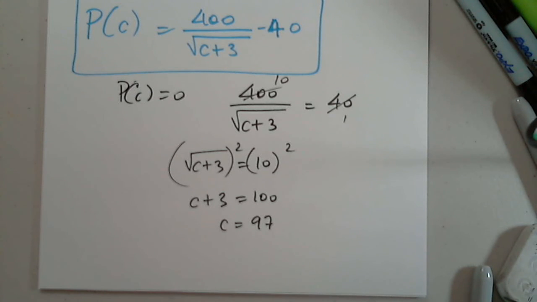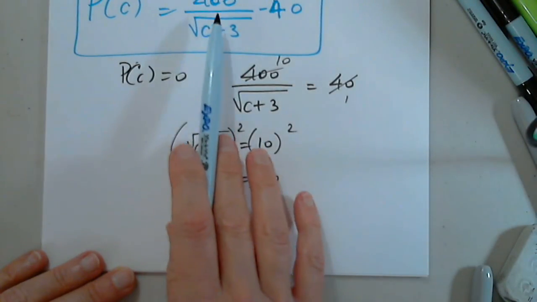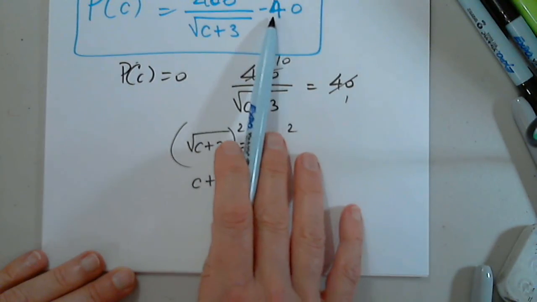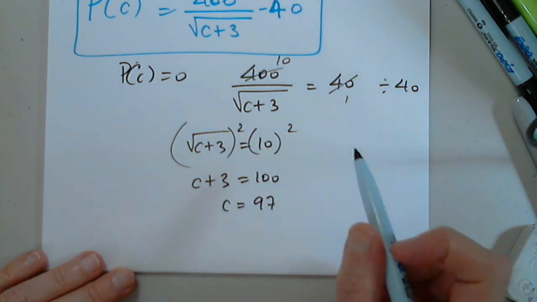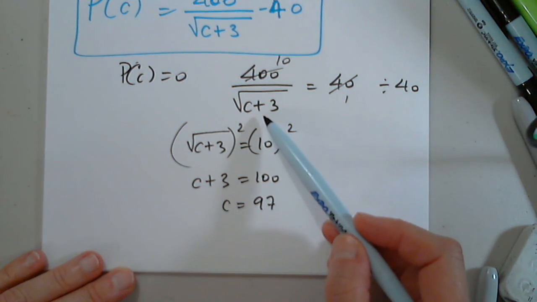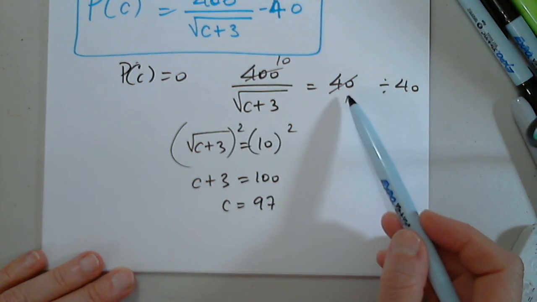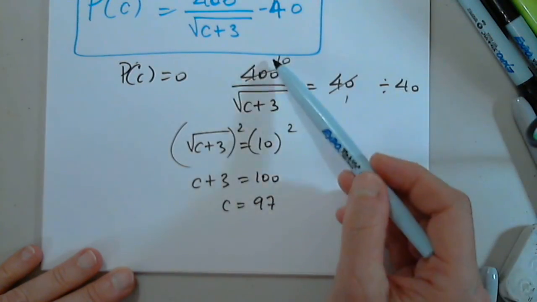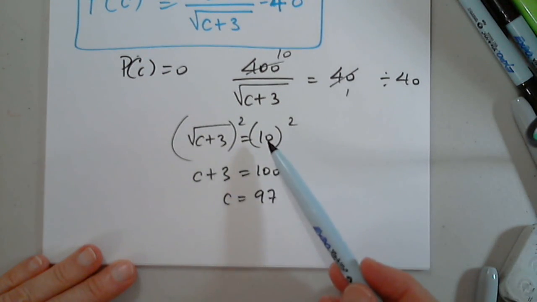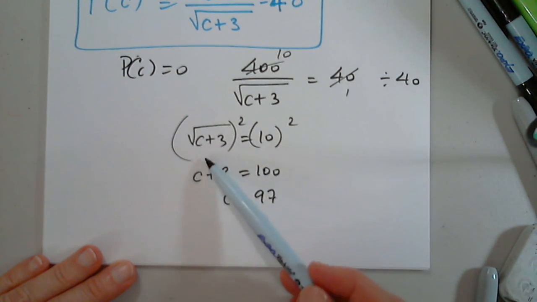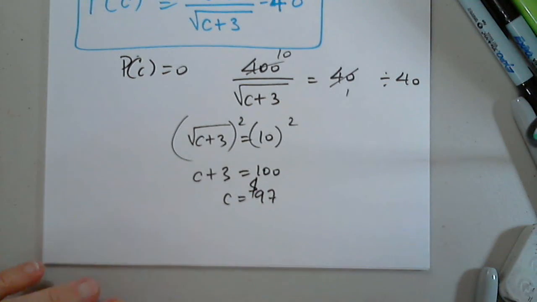Marginal profit, okay. Good. So any questions here? So 400 over the square root minus 40 equals 0. I have to move 40 to the other side. I also divide both sides by 40. And I get 10 over the square root of c plus 3 equals 1. A fraction is 1 only if top and bottom are equal. I square both sides, and I have to go back and check. Okay, and it works. And of course, this is in dollars.